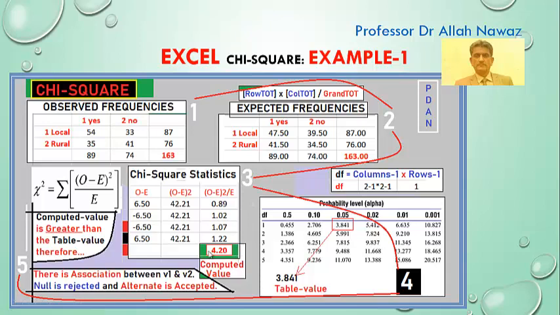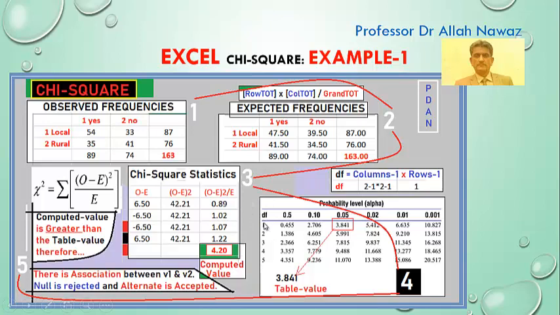Now, to check whether our computed value, that is 4.20, is greater or less than the table value, here I have pasted a copy from the net which gives the probability level alpha, in other words the chi-square distribution, with the degree of freedom computed from our own data. Degree of freedom is computed as number of columns minus 1 multiplied by number of rows minus 1. Here there are 2 columns and 2 rows, so 2 minus 1 multiplied by 2 minus 1 is equal to 1.